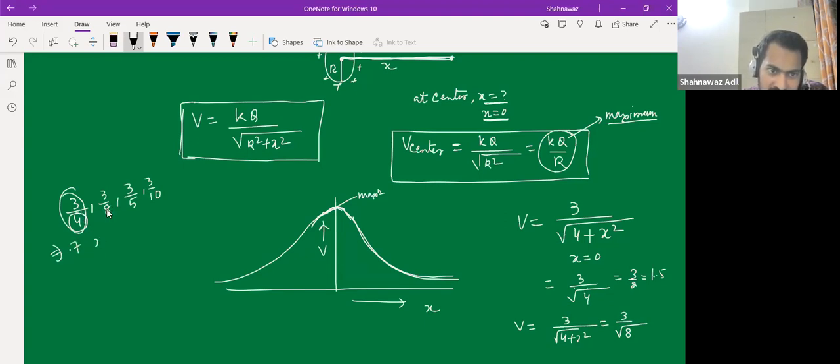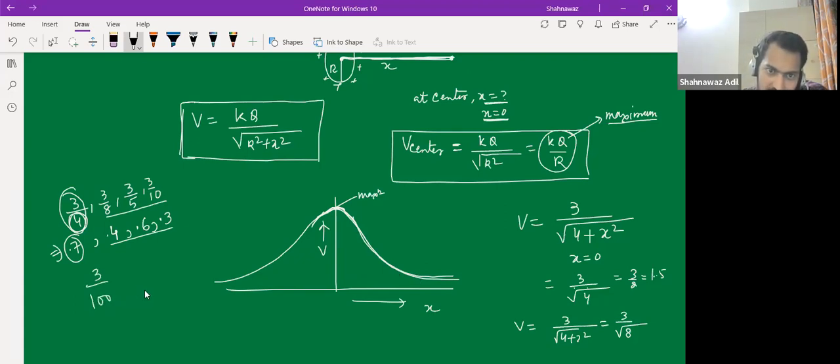But if we increase the denominator, how much would this be? This would be nearly 0.4. This is 0.6, and this is 0.3. So if we decrease the denominator, this would be the highest. And if we increase the denominator, this will decrease. Is that clear to you? So this will decrease, right?